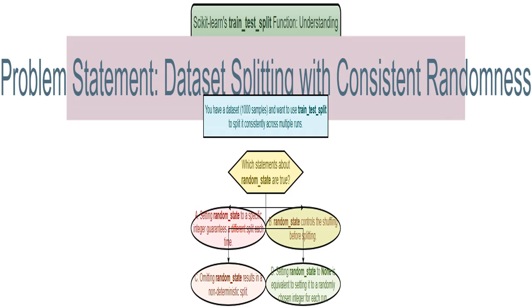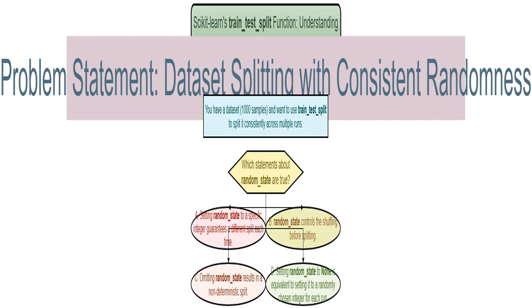This section sets the stage for the quiz. We're dealing with scikit-learn's train_test_split function, which is used to divide a dataset into training and testing parts. The key here is that we have a dataset with 1000 samples, and we want to make sure that we get the same split every time we run the code.